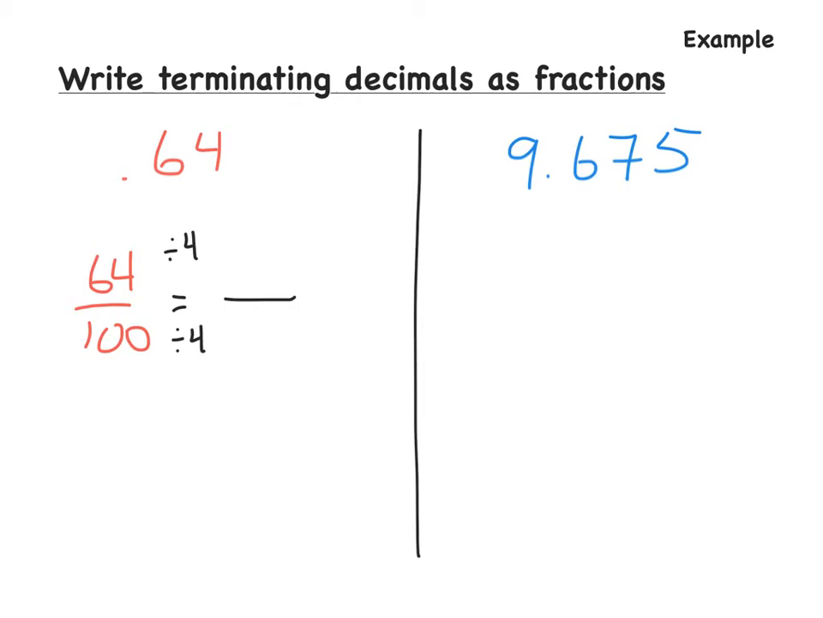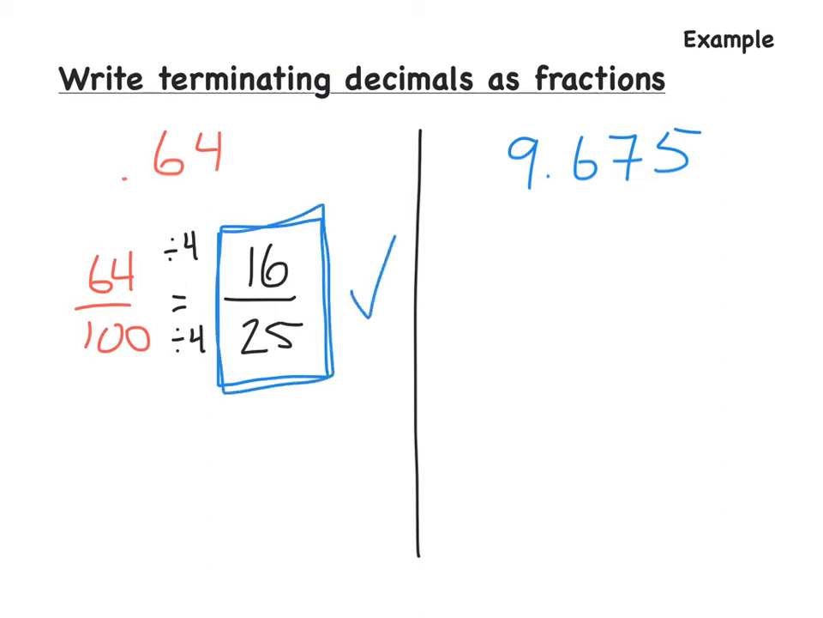So 64 divided by 4 is 16, and 100 divided by 4 is 25. I know that these two cannot be reduced anymore, so our final answer is 16/25. So 64 hundredths is written as a fraction as 16/25.